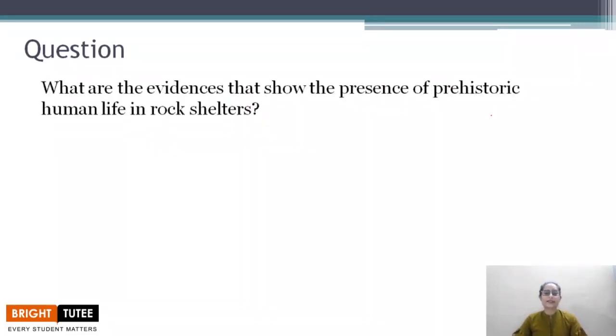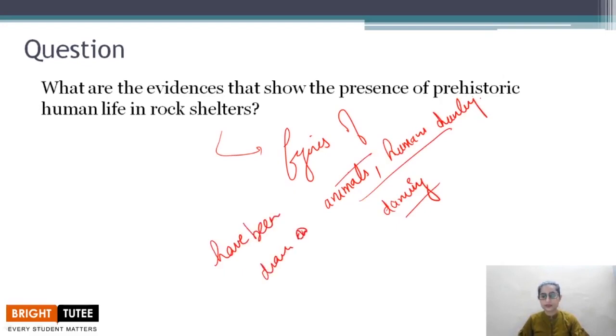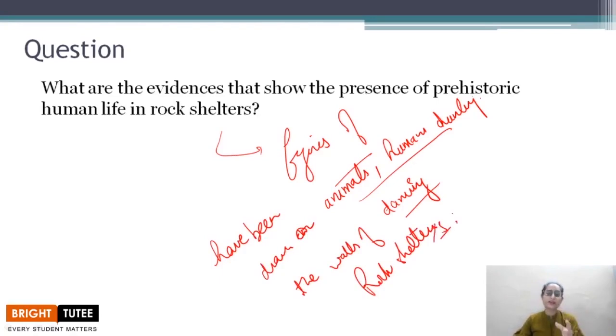What are the evidences that show the presence of prehistoric human life in rock shelters? These are the figures of animals, humans, hunting, dancing, right? These figures have been drawn on the walls of rock shelters, and obviously animals are not capable of writing or drawing, so these are the proof or the evidences in support of prehistoric human life.